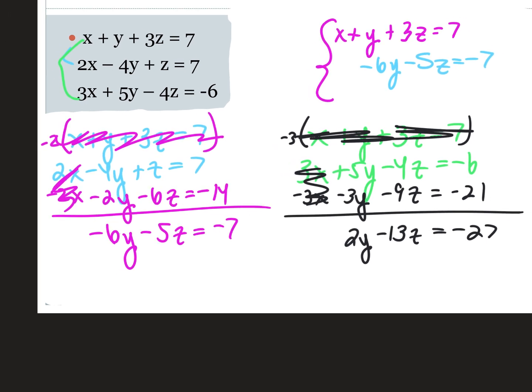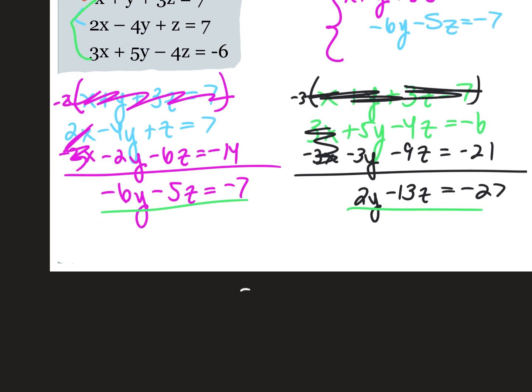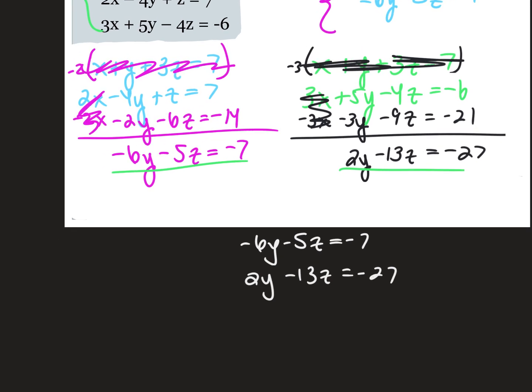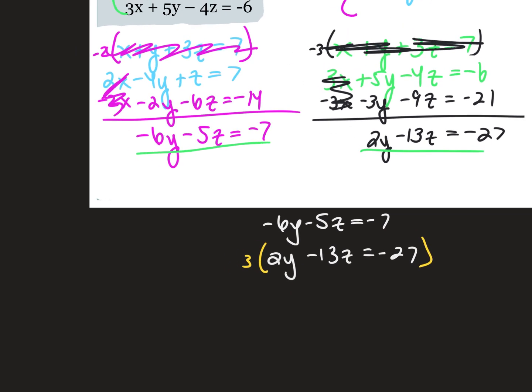All right, so my last equation needs to say just z by itself. So I'm going to take my two leftovers here and combine them. I'm going to rewrite here: negative 6y minus 5z equals negative 7, and here I have 2y minus 13z equals negative 27. I want to cancel out my y, so what am I going to have to multiply? Well, let's multiply my bottom equation by 3, because if I do that, then my y's will be opposite. So I have 6y, 3 times negative 13 is negative 39z, equals negative 81.